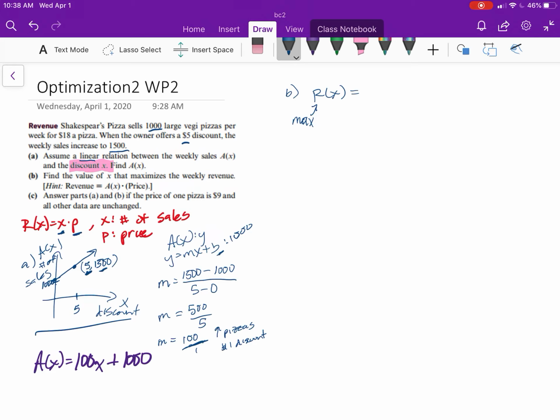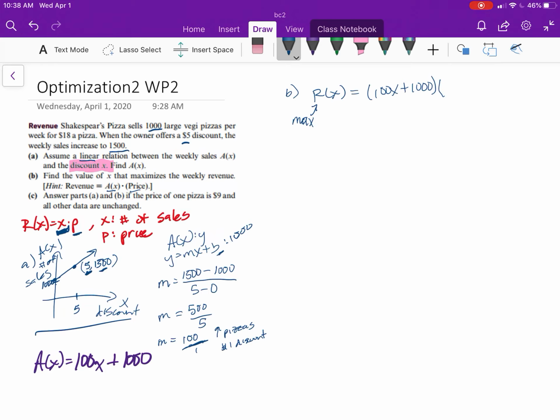Well, A of x is the number of cells, right? So this first x here is a function in itself. So I need to put A of x there. So A of x times the price. So A of x is 100x plus 1,000.